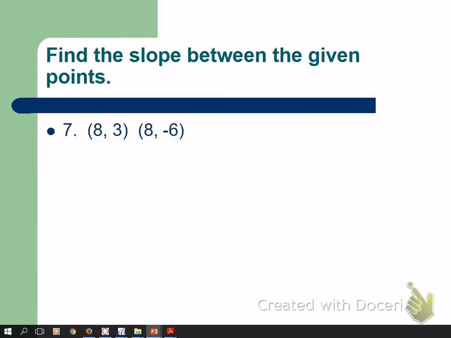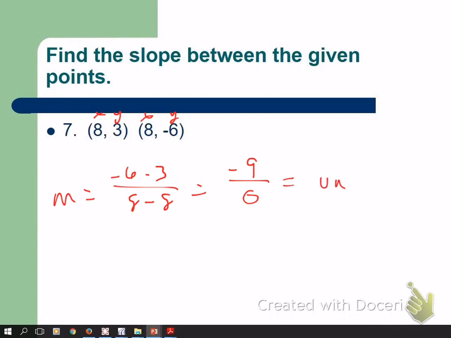Okay? All right. Take a look at this one. Try this one and see what you get. Stop the video, start it back up, and see what happens. Okay. Subtract the y's over subtract the x's. That's our slope. What's the vertical change and what's the horizontal change? Vertical change is in the y direction, so subtract your y's. Horizontal change is in the x direction, so subtract your x's. This is -9, this is 0. Can you divide by 0? No. So this is undefined. Okay?